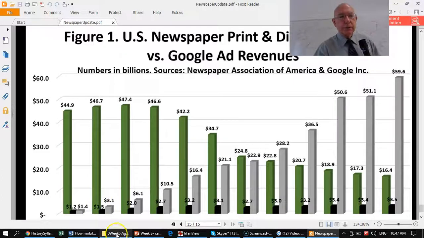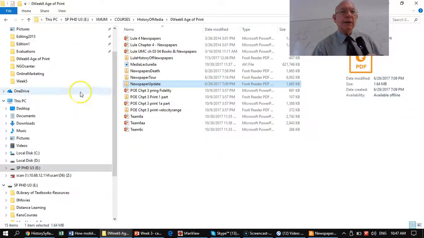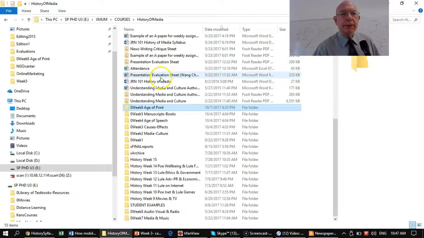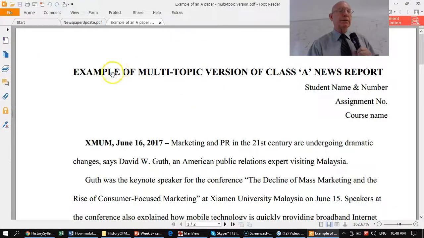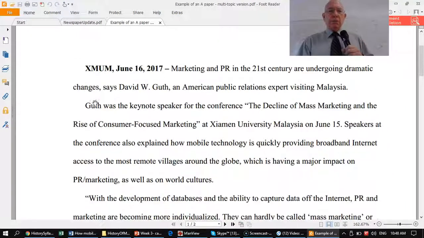Again, I encourage you to take a look at the sample A paper. I probably had that. Where did I put that? Okay, this is on our Moodle site. But again, we already talked about the lead and the complete lead and what they should look like.